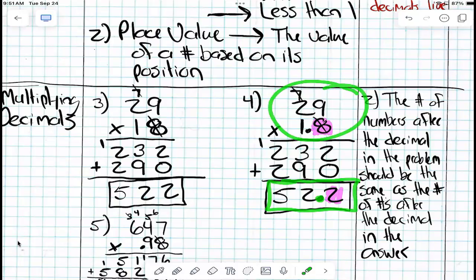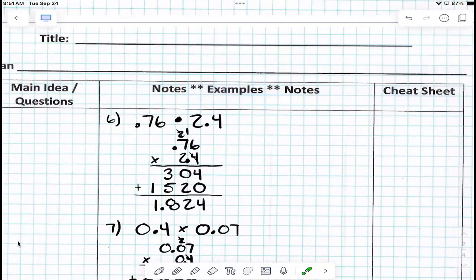So it matches how many numbers are after the decimal in the problem as it does in the answer, or the product, yes? Yes. Next question.